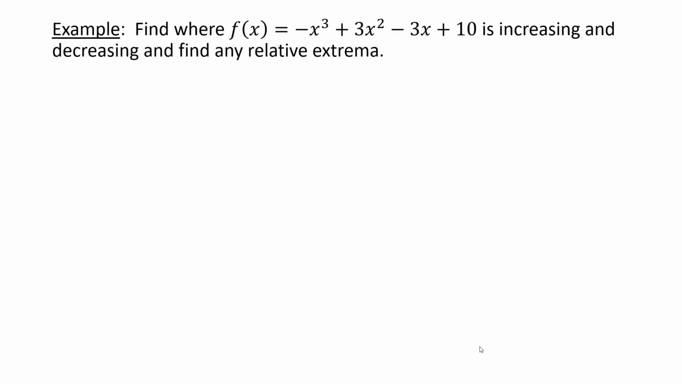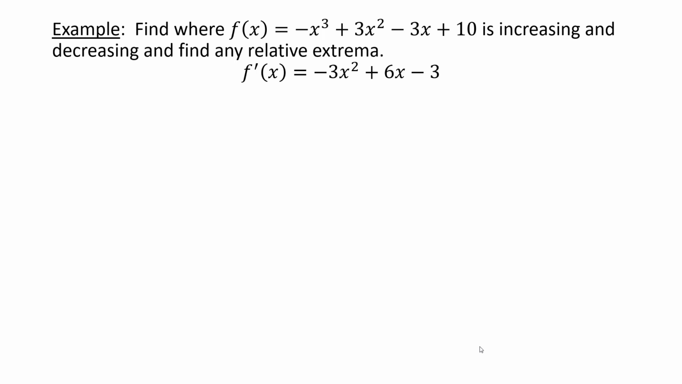Let's find where negative x cubed plus 3x squared minus 3x plus 10 is increasing, where it's decreasing, and we'll find any relative extrema. So step 1, remember, was to find those critical values. Critical values happen where the derivative is 0 or undefined, so I need to find my derivative, which will be negative 3x squared plus 6x minus 3.